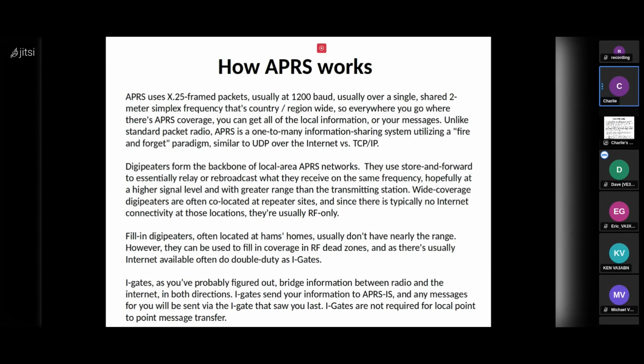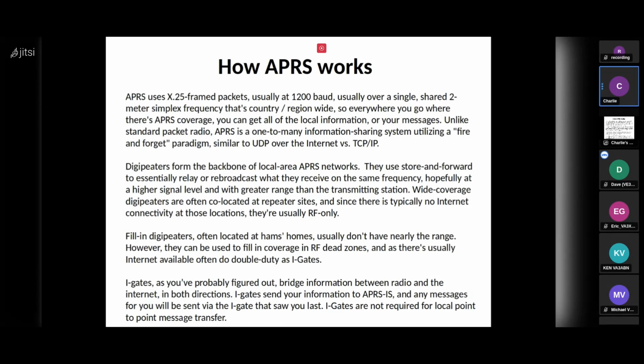Also, there are fill-in digipeaters typically located at folks' homes. These don't have the range, but since most homes have internet these days, they can be used as what's called an iGate to get those packets onto the internet. If they don't have internet access, they kind of provide a bit of fill-in radio coverage in the RF dead zone. So APRS tends to be fairly ubiquitous, particularly in the US.